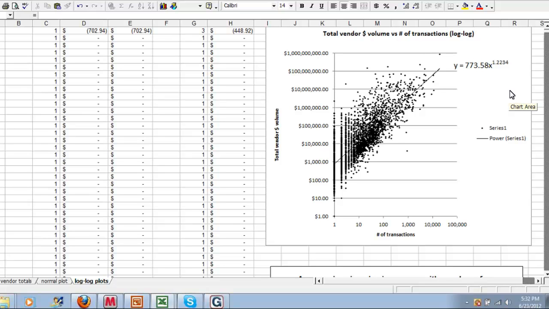So let's look at this graph of the total volume and the number of transactions, and see what things we can learn. See what things are evident just from looking at the graph. And the first one is there's this very interesting striation, this very interesting grouping of the data.